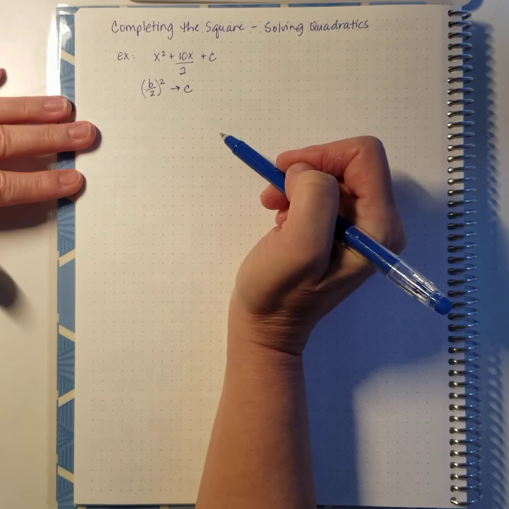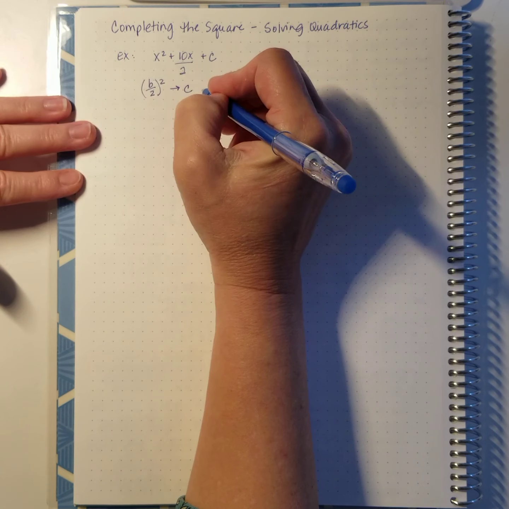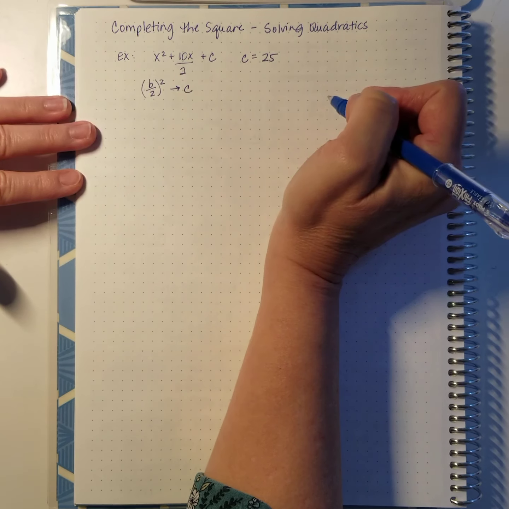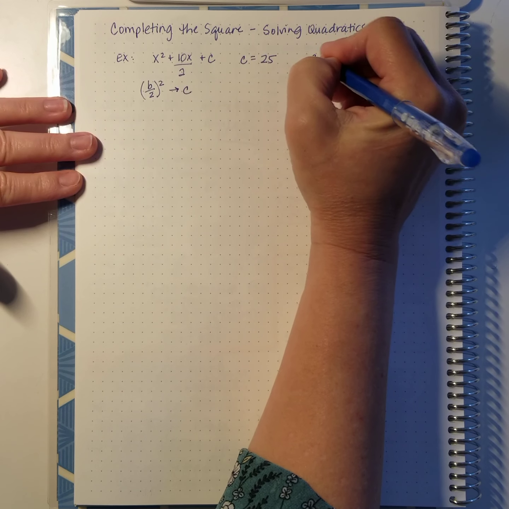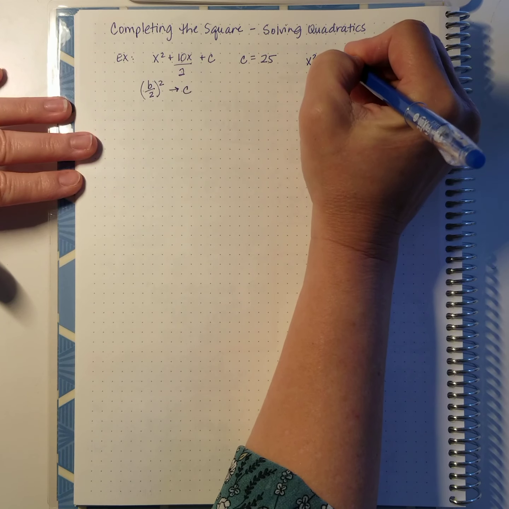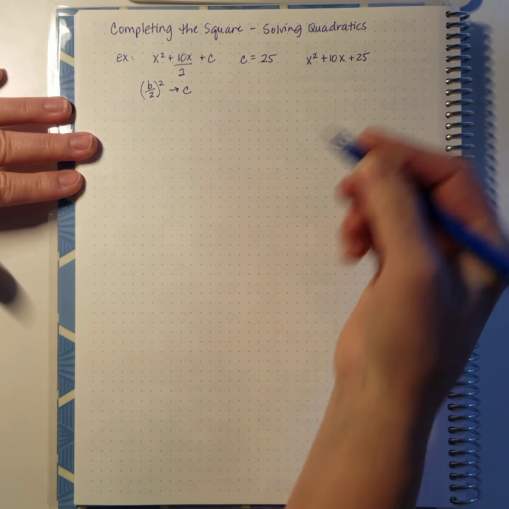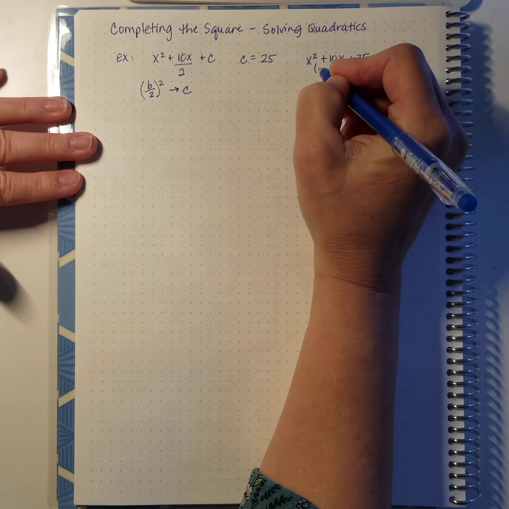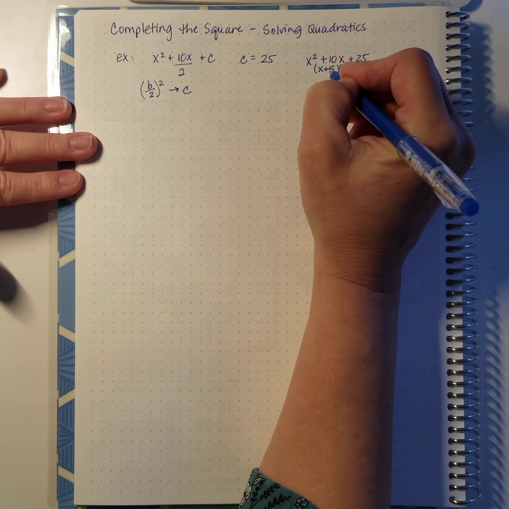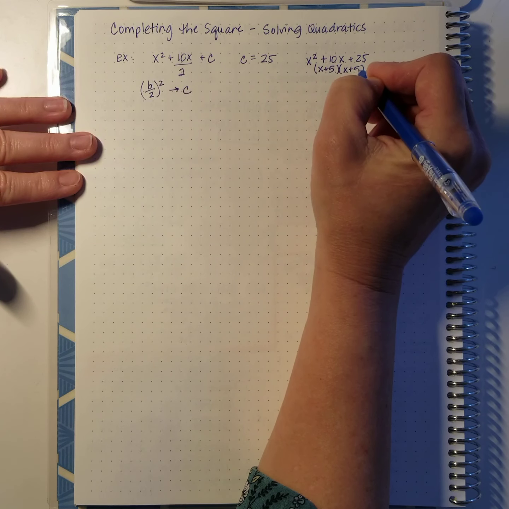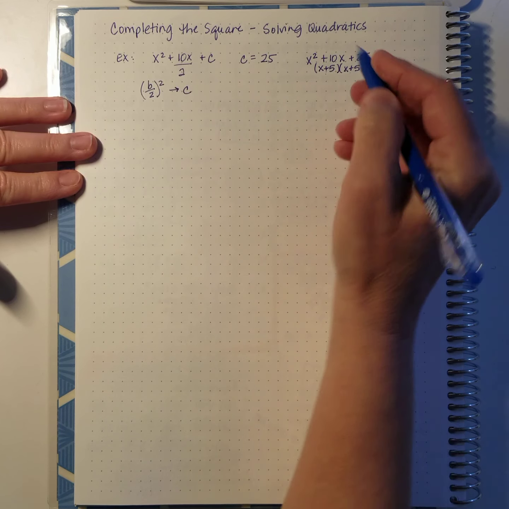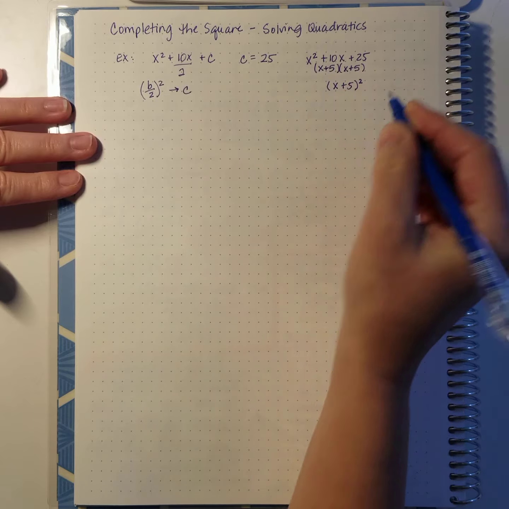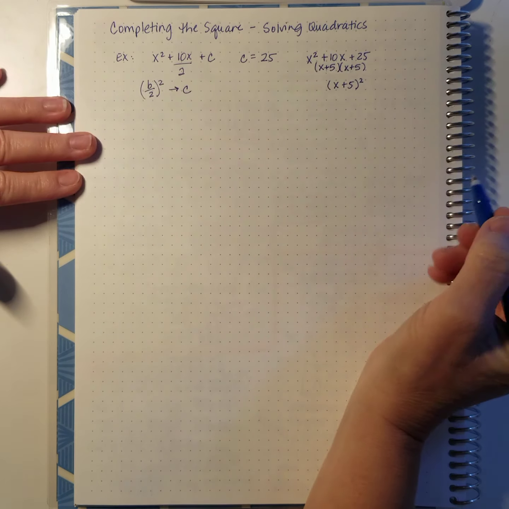So 10 divided by 2 is 5. 5 squared is 25. So we would want c to equal 25. Then we would rewrite this as x squared plus 10x plus 25. This allows us to factor into what we call a perfect square. So x plus 5 times x plus 5 is a perfect square. It's something times itself, x plus 5 squared.